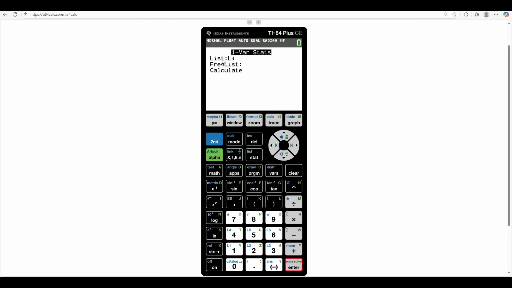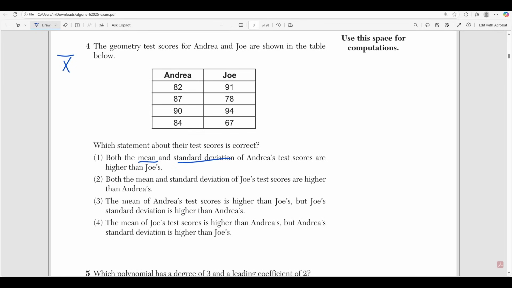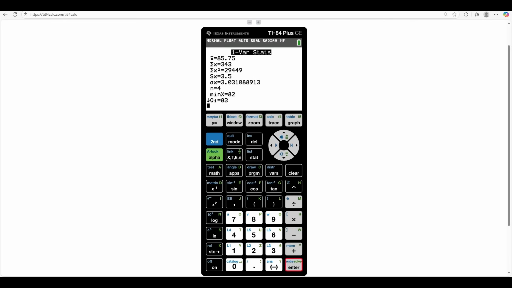Now when it asks for list, it's asking you, what list of data am I looking at and calculating from? And obviously we're going to calculate list 1 first, okay? So press enter through this, and it'll calculate the mean and the standard deviation, okay? Don't worry about anything else here. The mean is going to be the x with the bar or the hat on top of it. So that's the mean. And for Andrea, which we put in list 1, that mean is 85.75.